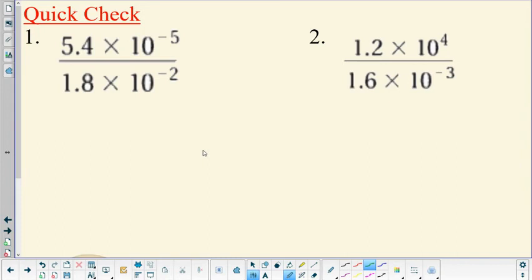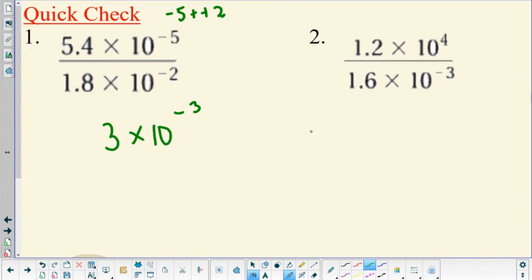Okay, so let's look at this. 5.4 divided by 1.8 gives us 3. And our exponent is -5 minus -2. If I change my negatives to positives, I have -5 plus 2, which becomes -3. Is that answer allowed? Yes, it is. The main thing is that this number has to be a single digit in front of the decimal point.